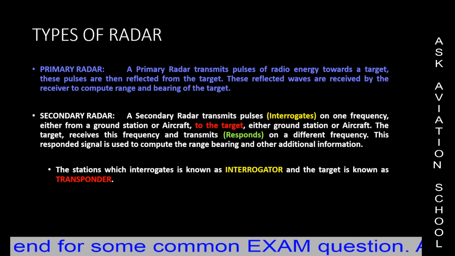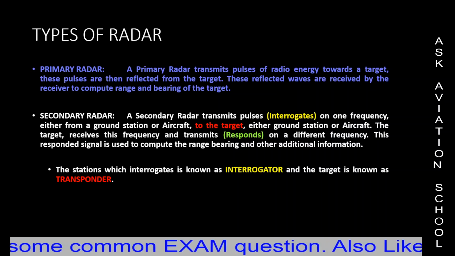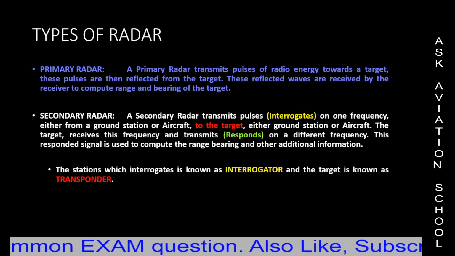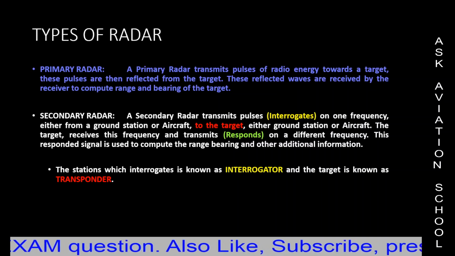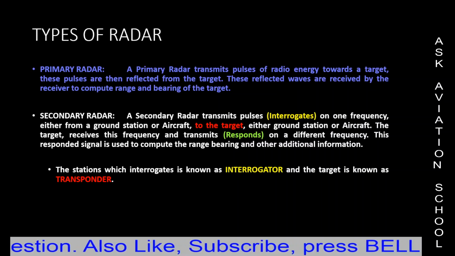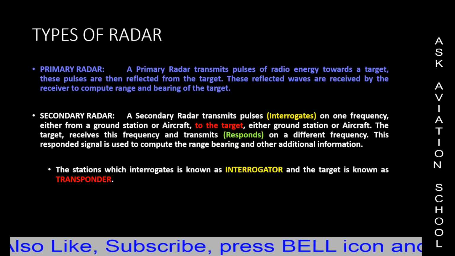The different types of radar which we use in aviation start with primary radars. A primary radar transmits a pulse of radio energy towards a target. These pulses are then reflected from the target. These reflected waves are received by the receiver to compute the range and the bearing of the target.